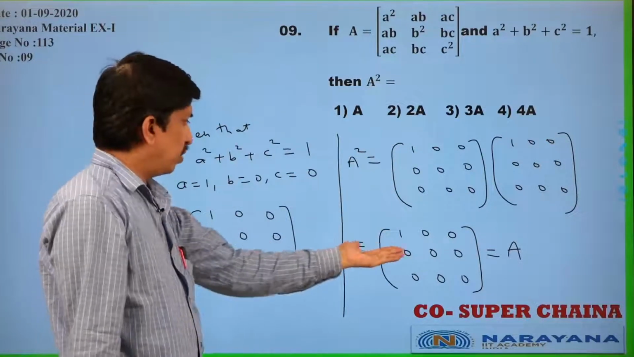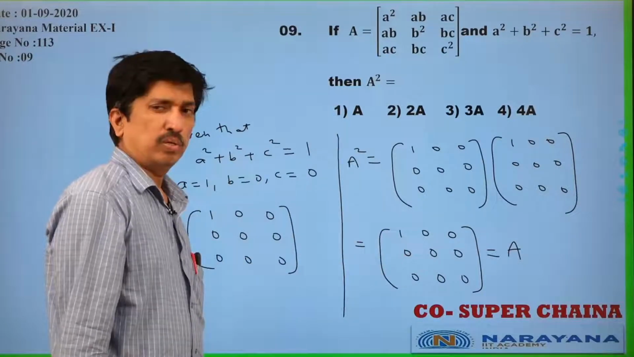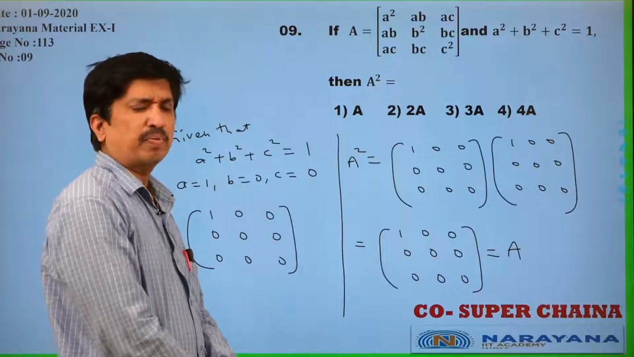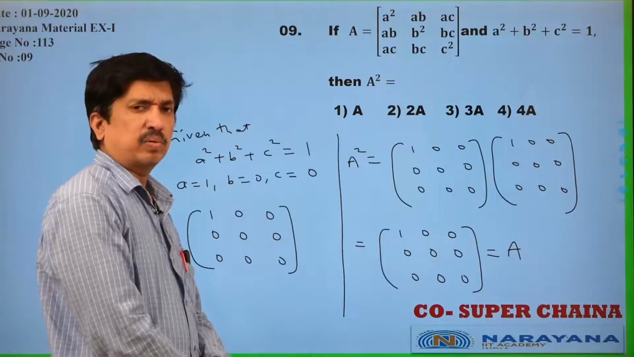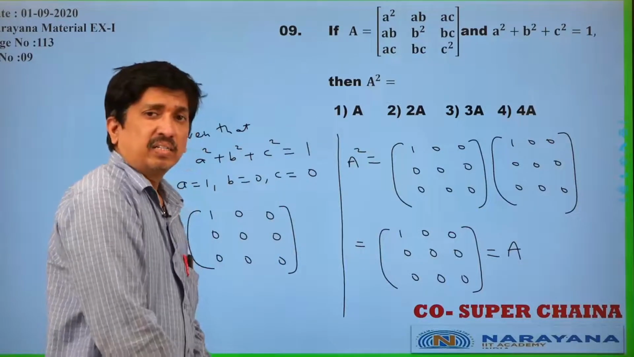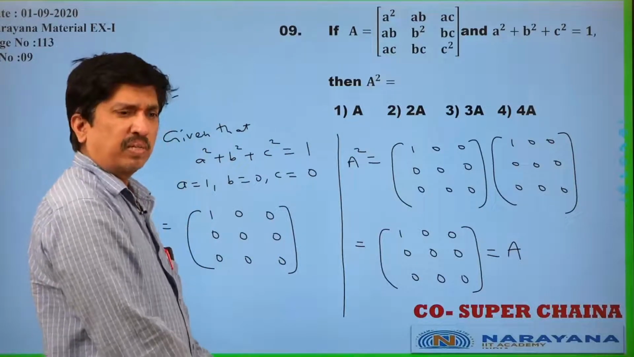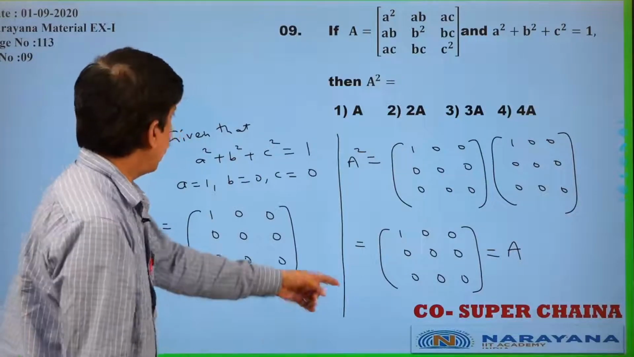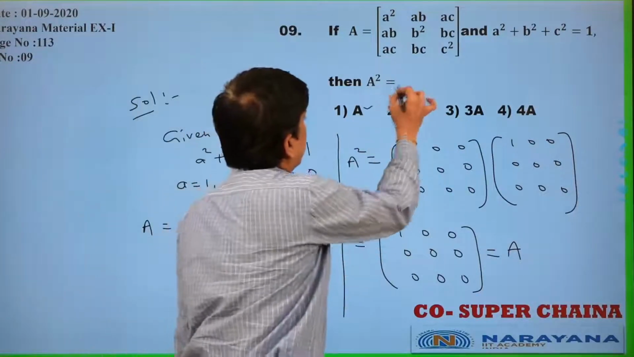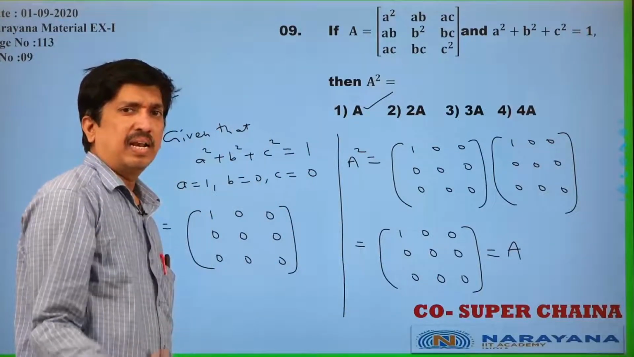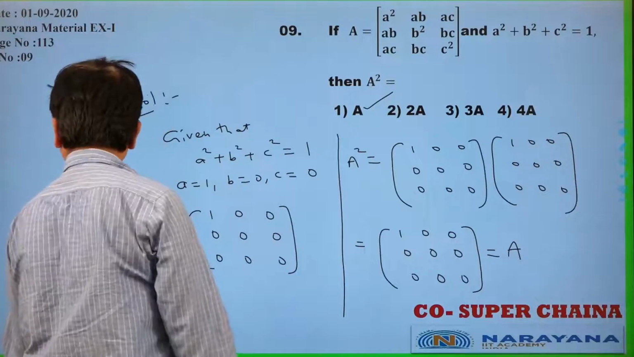We can save time by using this type of shortcut in matrices. Is it clear? Otherwise the multiplication is very lengthy and a little bit difficult. Within a short time you can complete the problem. Now the answer is A only. This is the right answer. The first option is correct. Is it clear? Let us move to the next question.